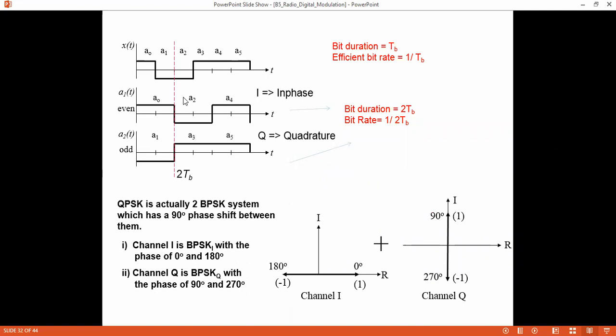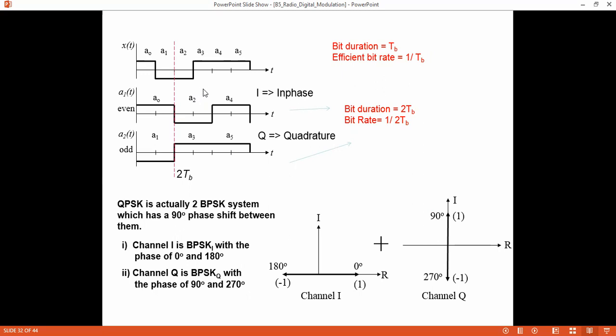So the QPSK can be constructed using two BPSKs, BPSK in phase and quadrature. The even bits, for example, will be assigned as in phase, the odd bits quadrature. So this is our original bit stream, from A0, 1, 2, 3, 4, 5. So there are a total of 6 bits. The bit duration in this case is TB.